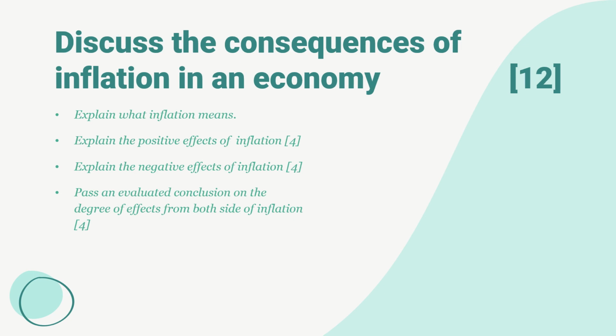Next is a 12 marker, which says discuss the consequences of inflation in an economy. So I have just discussed inflation consequences. So first, generally just write what inflation is. This will impress the examiner that you know what inflation actually is. Then explain what the positive effects are, like increase in output, then lower debt burden, and then next is low unemployment. So explain all these points in detail, so you can get 4 marks.